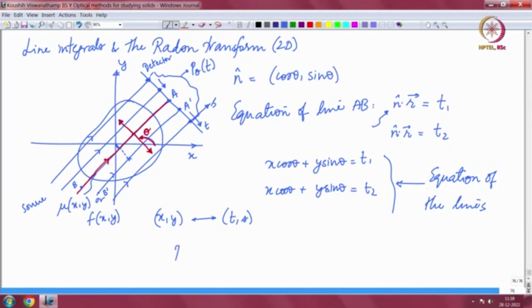So, p theta of t basically measures the f of x comma y along the line, whichever line at a particular t, which is parameterized now by ds. So, ds is along the line direction like this, t is telling you which line you are picking, right, and the integral is over s.